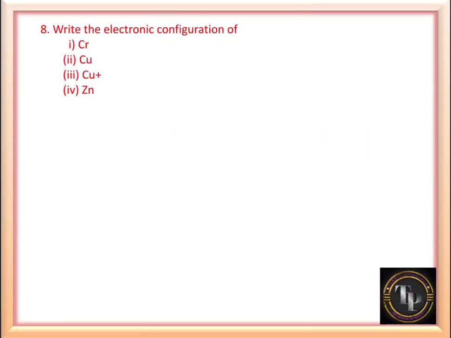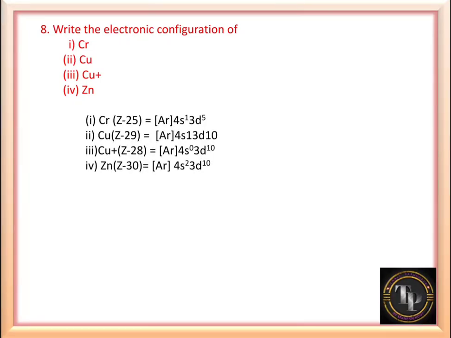Write the electronic configuration of chromium, copper, copper plus, zinc, I have asked. You see guys, for chromium, atomic number is 24. In all the cases, argon is the main point. And 4s 3d, that is fixed. 4s 3d, that is fixed, guys. In chromium, how many electrons are there? Total 24. So 4s1, 3d5. Half-filled stability of d orbital.